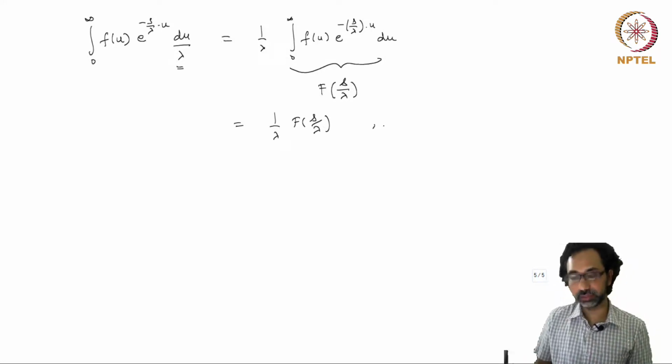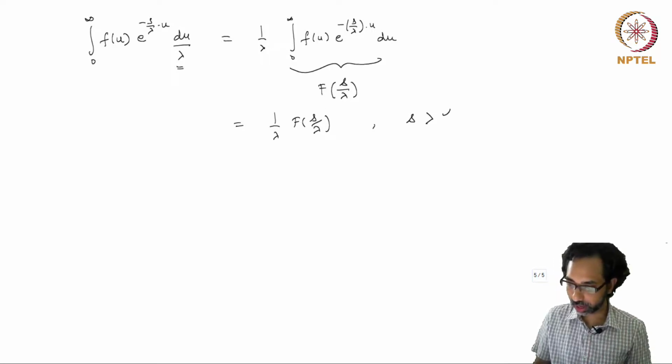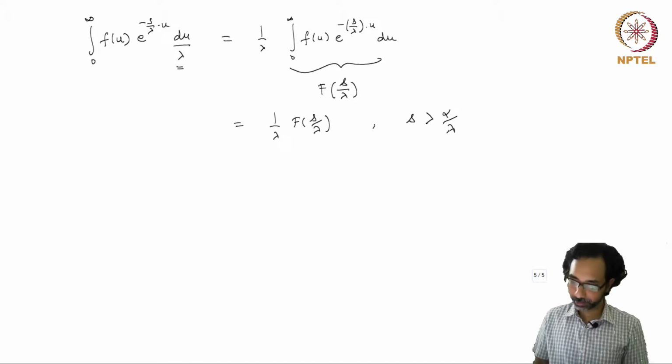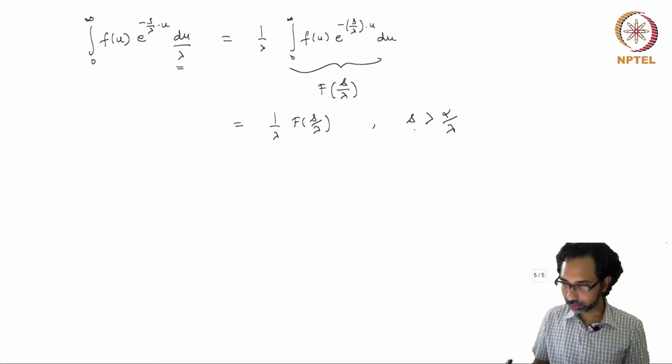Now the only thing that remains is to show that the region of convergence is s greater than alpha by lambda, but this is clear because when s is greater than alpha by lambda, s by lambda is greater than alpha.